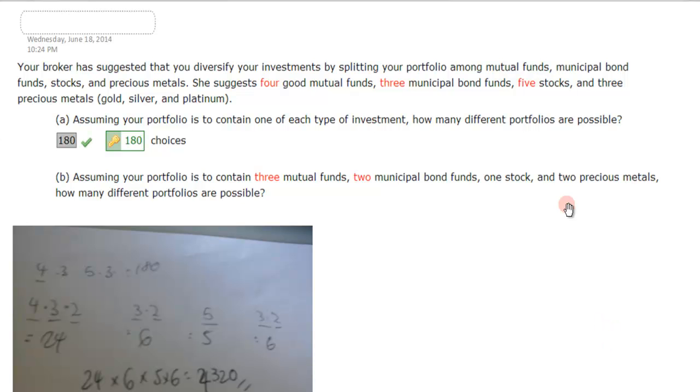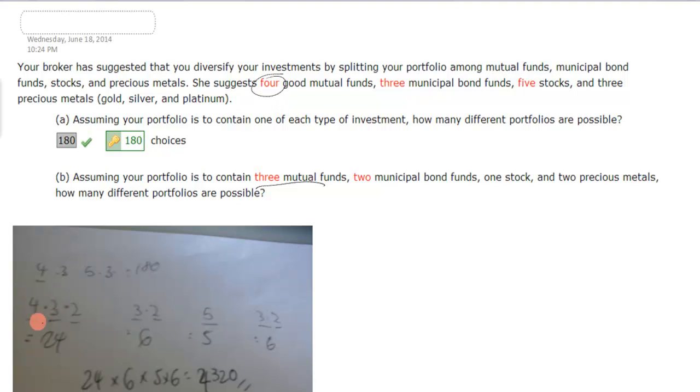All right, so looking at your problem here, I think you're doing pretty much okay. You got part A right, so now your issue is with part B. It's relatively simple. Assuming your portfolio is to contain 3 mutual funds, right here is where you picked your mutual funds, because there was a total of 4 to choose from.